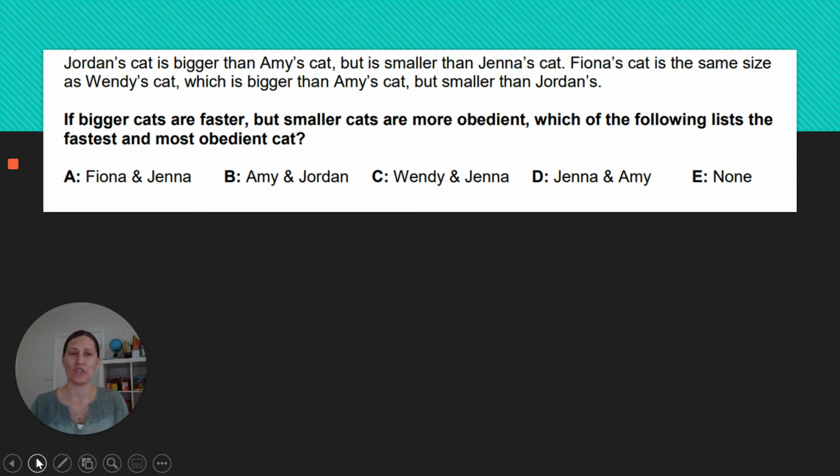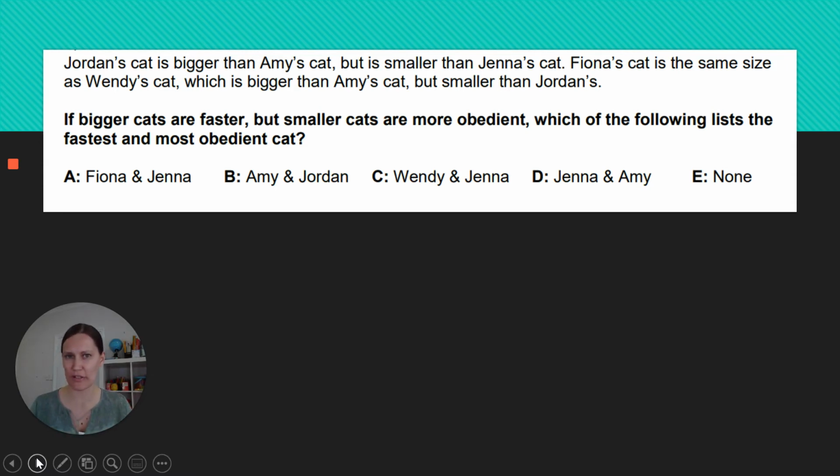But let's take the question with the intent that I think its writer had, which is to say, when we listen to the information about the cats, can we work out the combination of owners' names for both the fastest cat and the most obedient cat? If we look at the question again, we can work out how to find out which cat is the fastest, because the question says if bigger cats are faster. Therefore, the bigger the cat, the faster the cat. So the size relates to the speed of the cat.